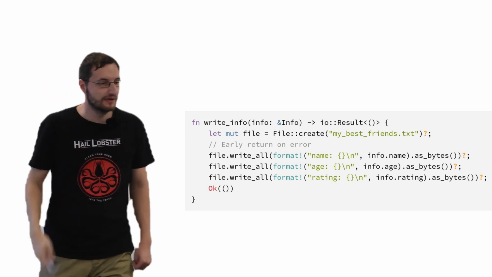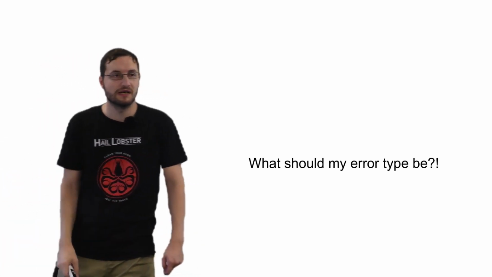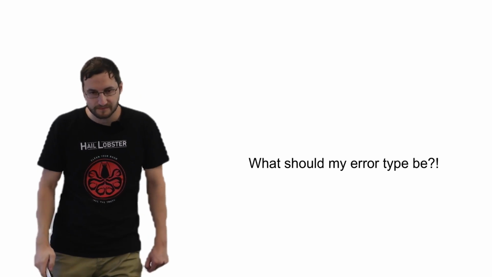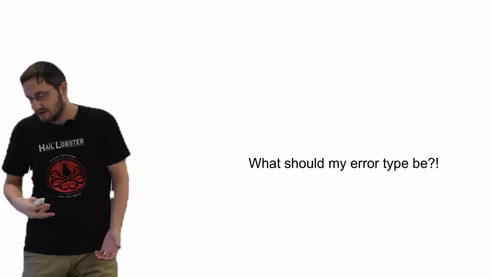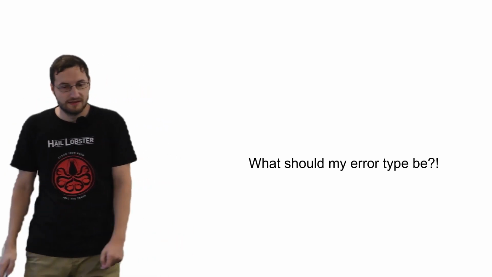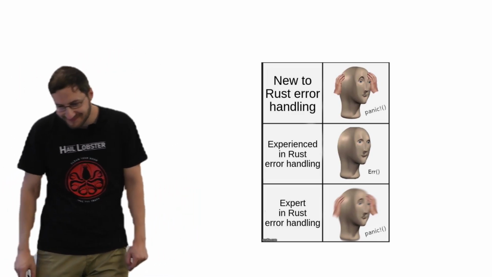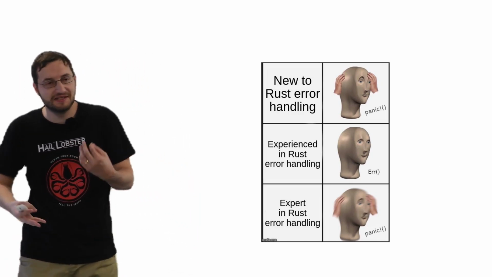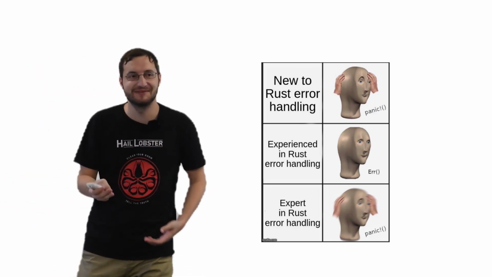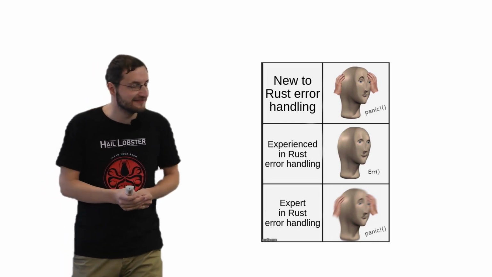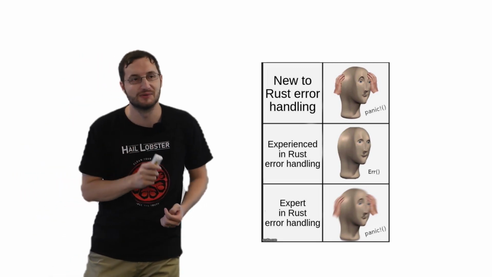So now, what's so hard about Rust? Well, it's this question that always pops up: what should my error type be? Should I do an enum? Should I do a struct? Should I do something else? And maybe if you are new, you panic seeing this question. But as you get experience, you learn what type to use, and you stop panicking. And eventually, you will get even more experience, and you find out that panicking was maybe a good idea.